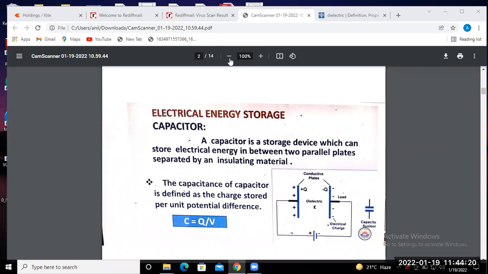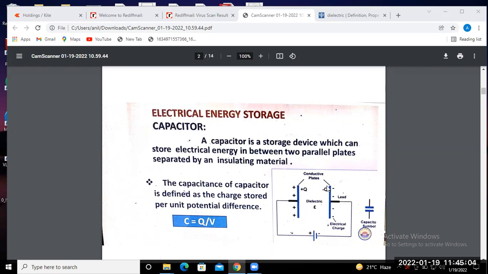Yes, sir. Okay. So today we are going to discuss the electrical and magnetic energy storage device. Under this content, we are going to discuss the capacitor and inductor. A capacitor is an energy storage device which can store electrical energy between two parallel plates separated by an insulating material. These are two parallel plates, separated by a dielectric material, where the permittivity is represented by epsilon. This one is your positive plate, and this one is your negative plate.